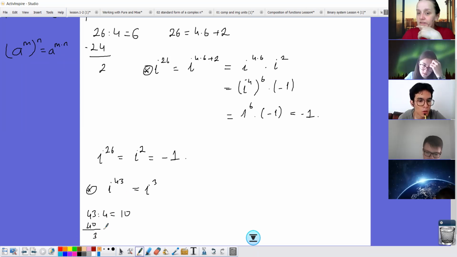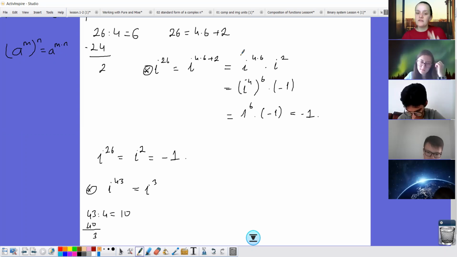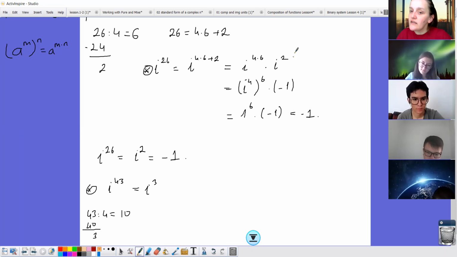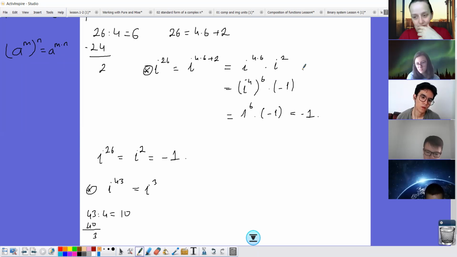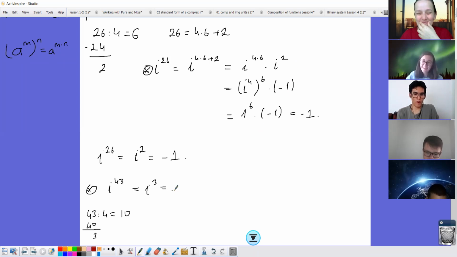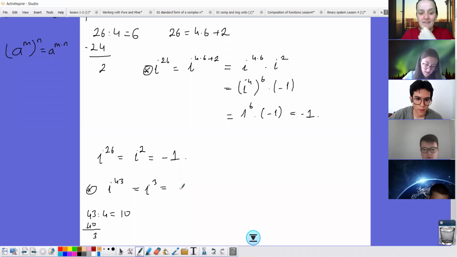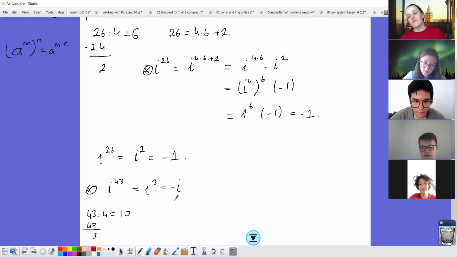Why are we taking the remainder directly? Because the other part is a multiple of 4, and it will make it directly 1. Because i to the power of 4 is 1, that part will be 1, and we are taking only the remainder part to check what we will get. Okay? So what is i cubed? Minus i. Minus i. Okay.